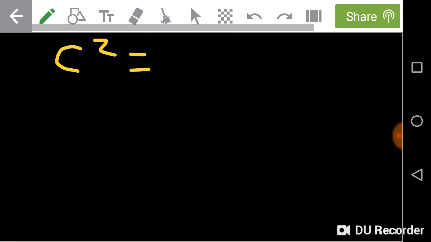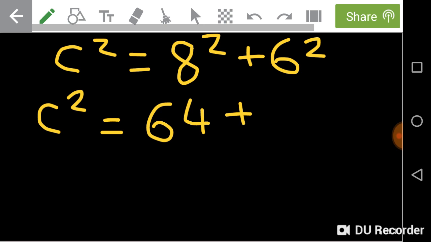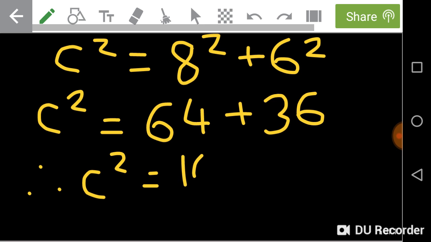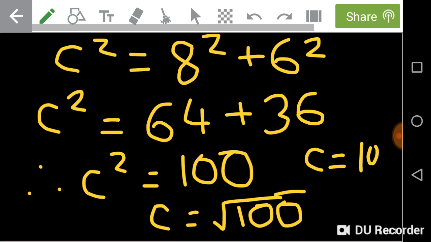C square equals 8 square plus 6 square. So the next line would be c square equals 64 plus 36, since 8 square makes it 64 and 6 square makes it 36. As a result, c square will be 100. Now we know already that in order to remove the square, we have to put the square root. So c will be the square root of 100. Now we know that the square root of 100 is 10. As a result, the value of c is 10.